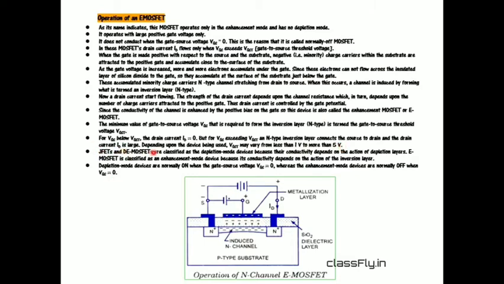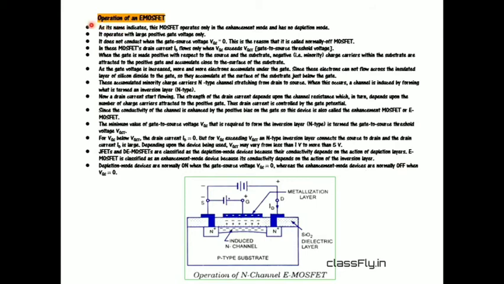So, JFET and DMOSFET are classified as depletion mode devices because their conductivity depends on the action of the depletion layer, whereas the EMOSFET is considered an enhancement mode device because its conductivity depends on the enhancement or inversion layer. The depletion mode devices are normally on when VGS is 0, but it is just the opposite for the enhancement mode device, which will be normally off when VGS is equal to 0.